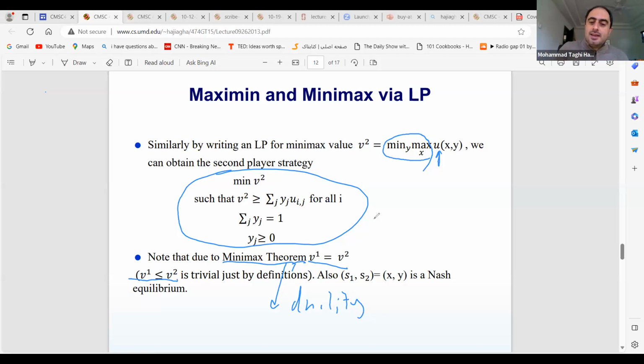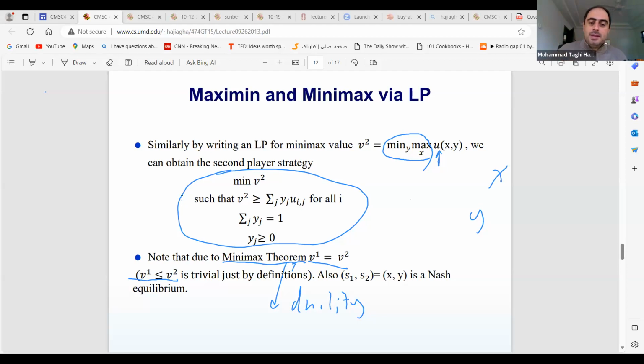And here, when you compute this one, what is interesting is that in the previous LP, we could get X. In this LP, we could get Y, and now X. So you will get essentially one for the first player when we have written.